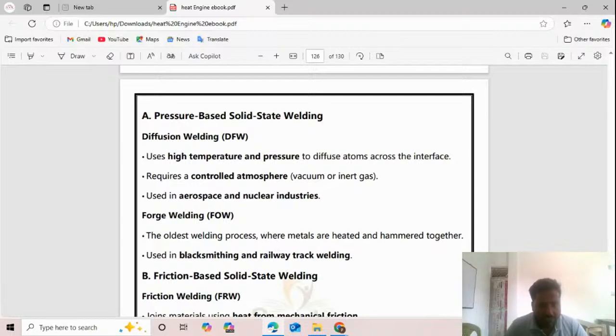Forge welding is also a type, the oldest welding process, where the metals are heated and then hammered together, used in blacksmithing and railway track welding.